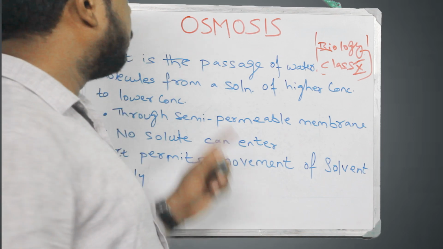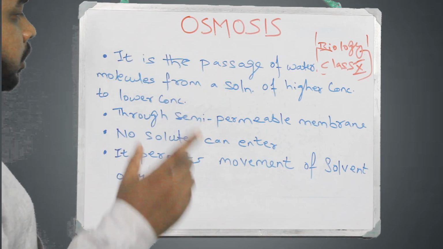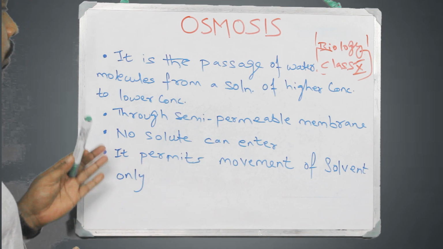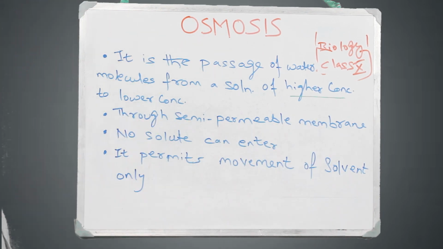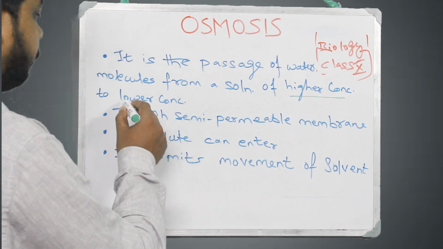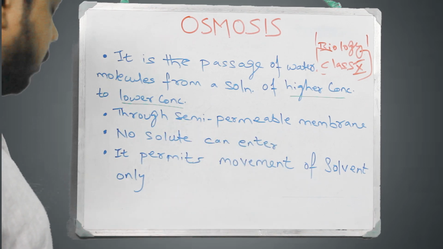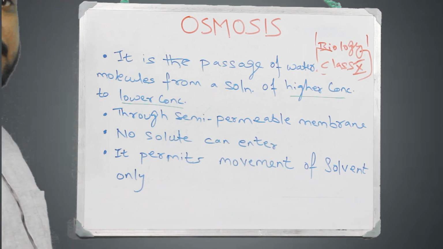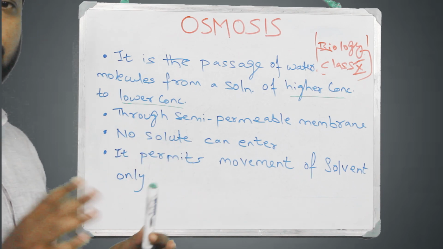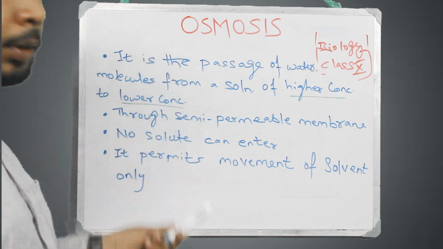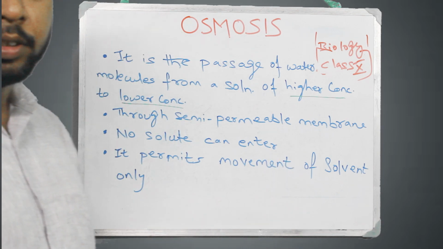If we go through these points of osmosis, the first point explains it is the passage of water molecules from a solution of higher concentration to a solution of lower concentration through a semi-permeable membrane where no solute can enter. It permits the movement of solvent only. If you join these points, it's a well-established definition of osmosis.